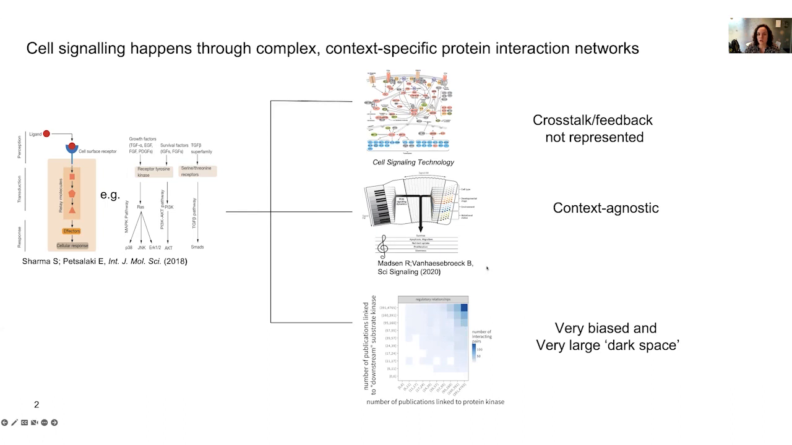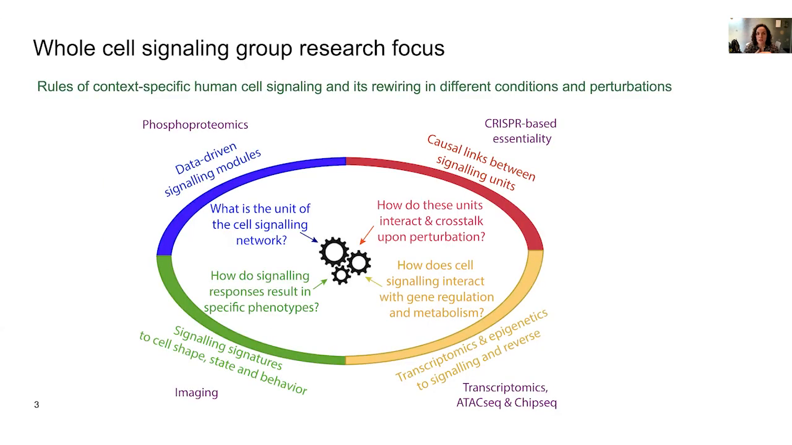So there's a lot that we don't know about cell signaling, and so when we base all of our analysis only on these annotated pathways, we risk missing out important and new information. So there is a need for data-driven approaches to study cell signaling, and this is what my group does. And we try to use data-driven approaches to study the rules underpinning this kind of context-specific regulation of human cell signaling.